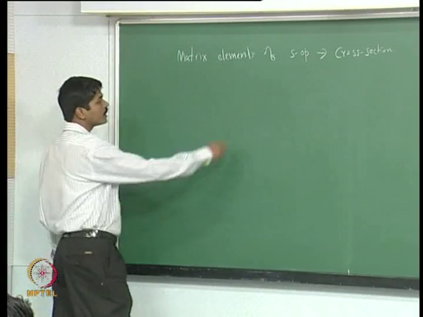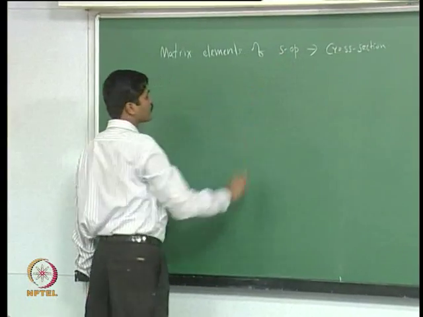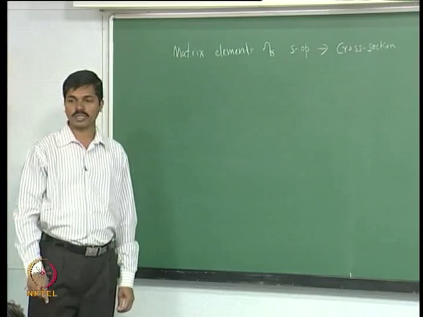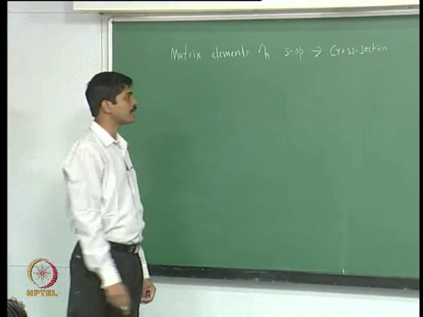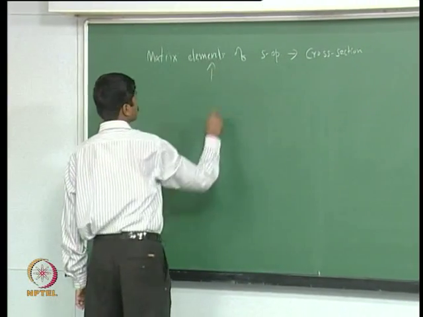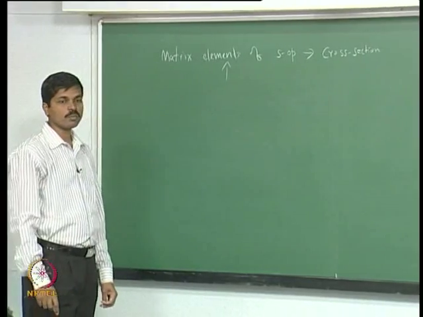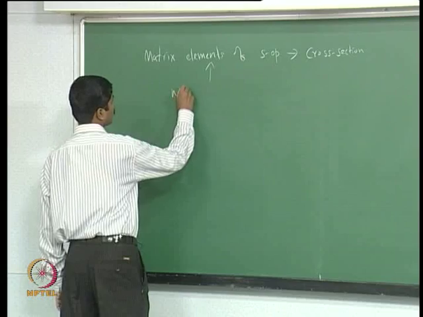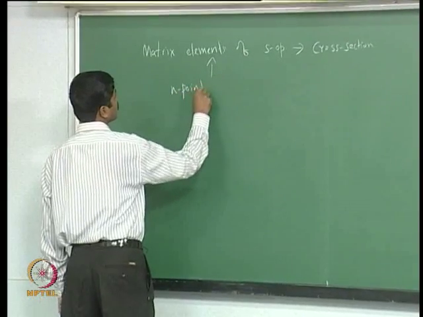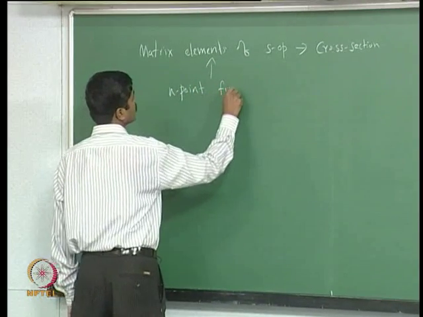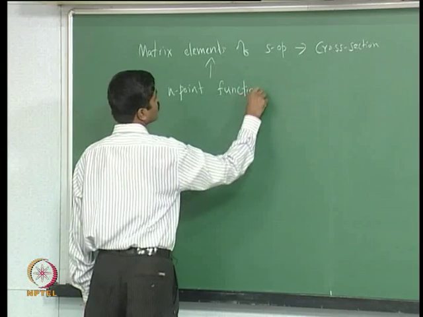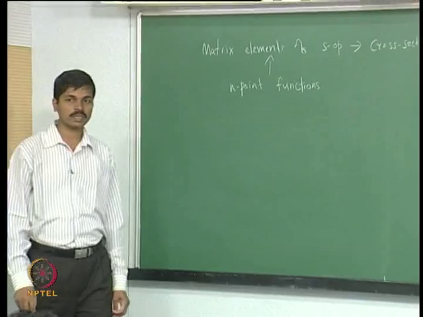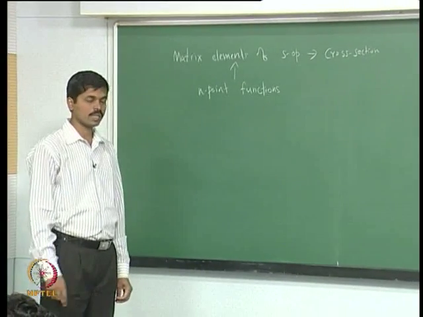What we can do is something even better. We can consider the matrix elements of the S operator and express them in terms of something which we will call the endpoint correlation functions, or the Green's functions. So endpoint functions give you the S matrix, and the S matrix gives you physically measurable quantities.